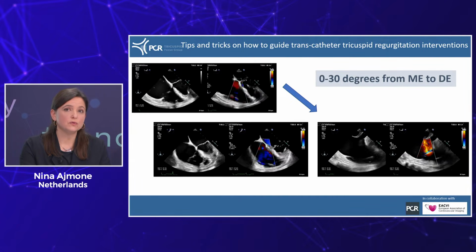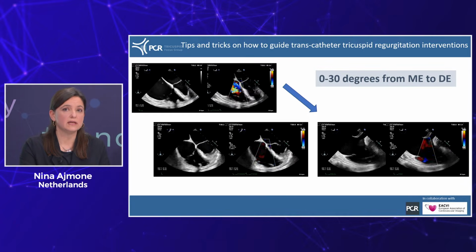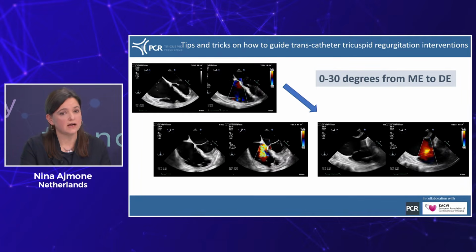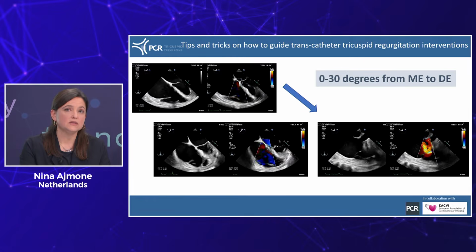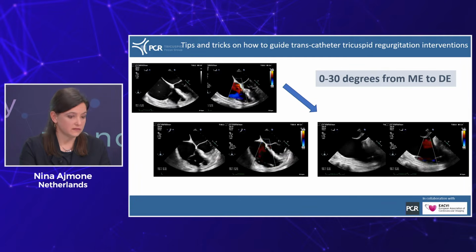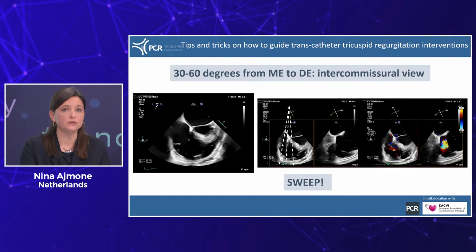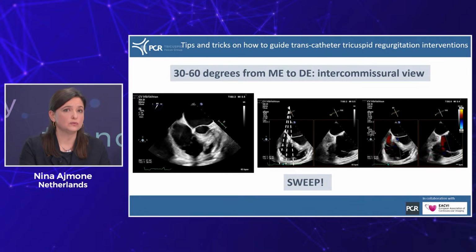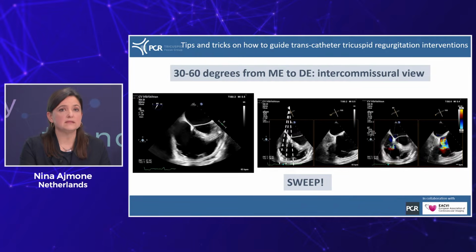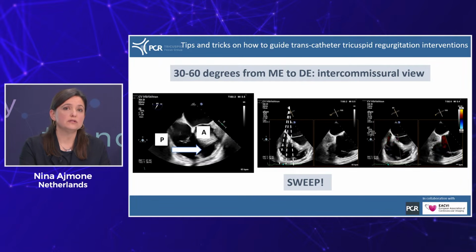And this is a very good view that you can also use in case you have shadowing from the left heart structures, and you can therefore visualize the leaflet much better. Another very important view, if you maintain the mid-esophageal view, is to go more towards 60, even sometimes 90 degrees, and this is what is called the intercommissural view. Because from this view, on the left side, you will have the posterior leaflet, and going towards the aorta, you will have the anterior leaflet.